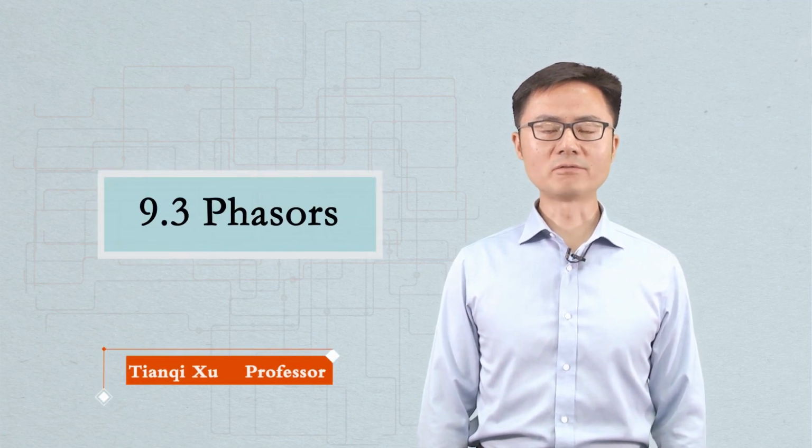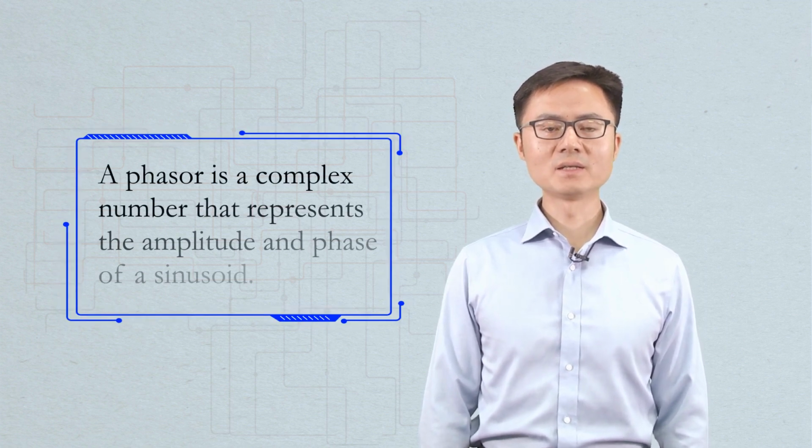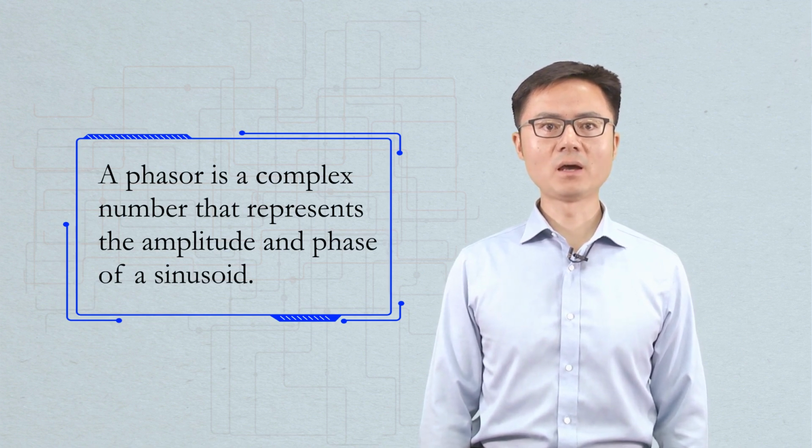Section 9.3 Phasors. Phasor is a very important concept which can be used to solve the sinusoid circuit. A phasor is a complex number that represents the amplitude and the phase of a sinusoid. Because the phasor is a complex number, we can use complex number to calculate phasor. And a phasor can be represented in one of the following three forms.